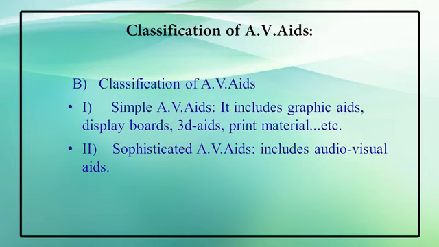Classification of audiovisual aids: simple audiovisual aids and sophisticated audiovisual aids. Simple audiovisual aids include graphic aids, display boards, 3D aids, print materials, etc. Sophisticated audiovisual aids include different audiovisual materials.